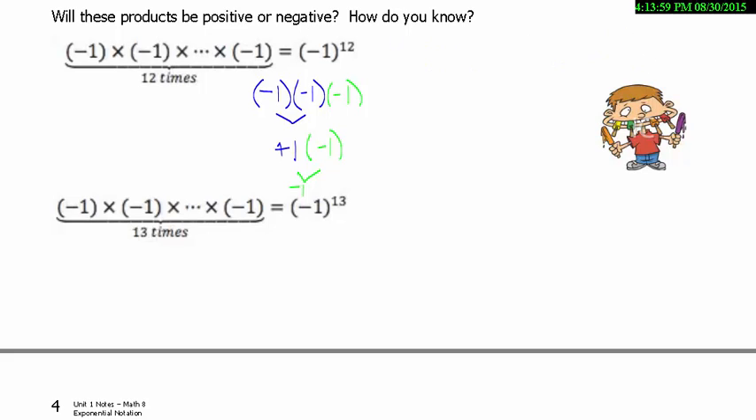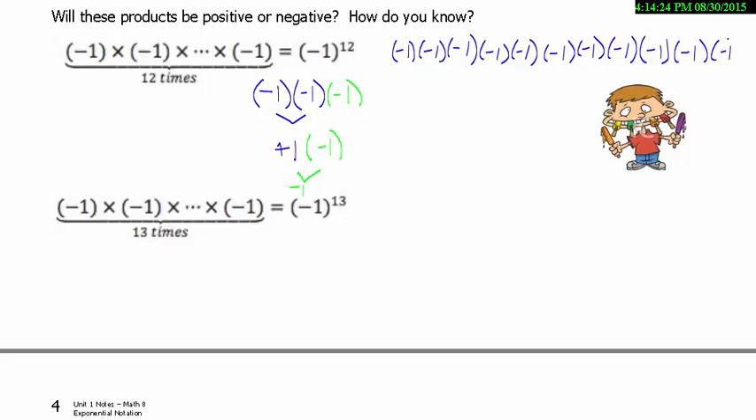So now let's apply this rule to the first question by writing out all of those negative 1s multiplied by themselves 12 times. So we'd have negative 1 times negative 1 times negative 1 times negative 1 times negative 1 times negative 1 times negative 1 times negative 1 times negative 1 times negative 1, that gives us 1, 2, 3, 4, 5, 6, 7, 8, 9, 10. We need 2 more. And we'll pretend that we had 1 there. Okay, so we have 12 of those.